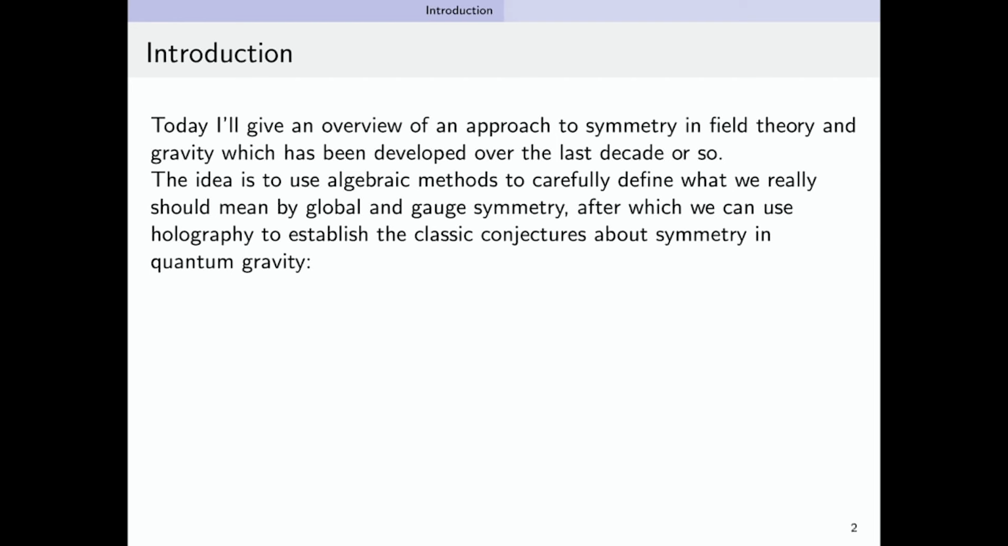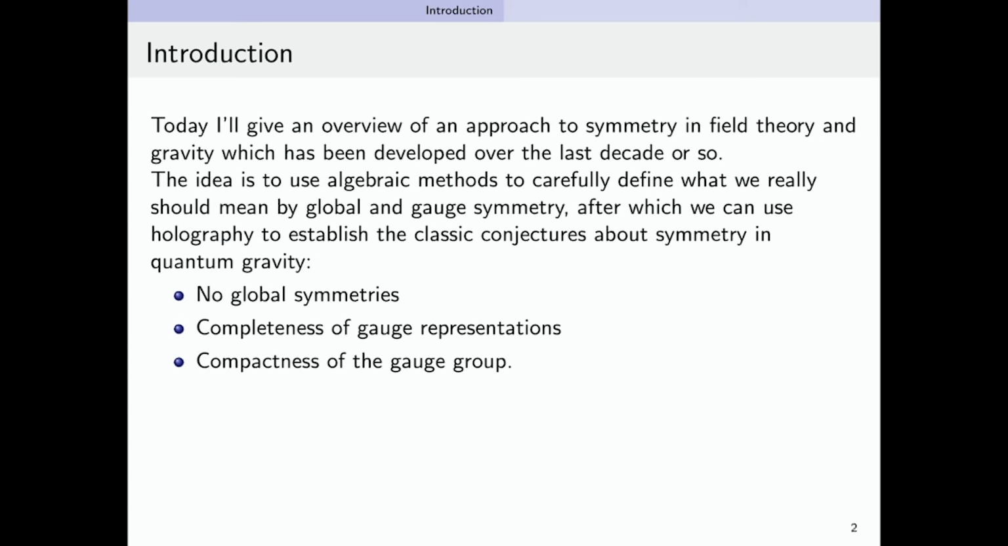After which, once you have all the definitions set up, you can use holography to think about the classic conjectures about symmetry in quantum gravity, namely that there should be no global symmetries, that you should have completeness of gauge representations, and that the gauge group should be compact. Since I have the fortune of going after Leonardo, I'll mention that the word gauge appears in two of the conjectures. So apparently the word has to mean something, because if it wasn't there, they wouldn't be correct.